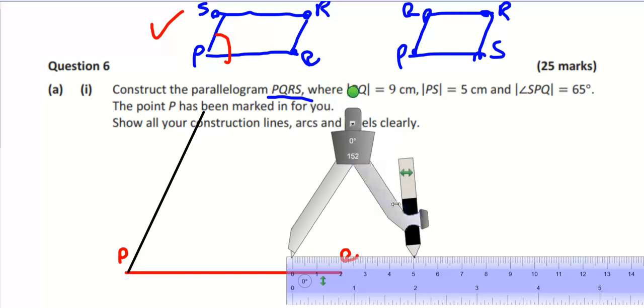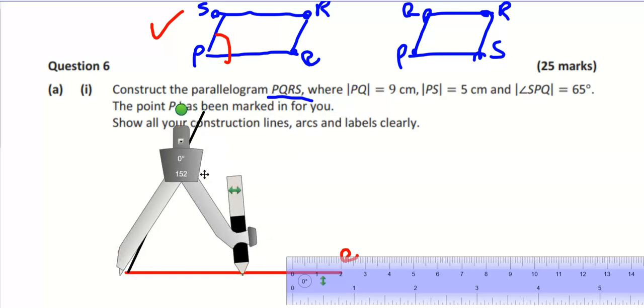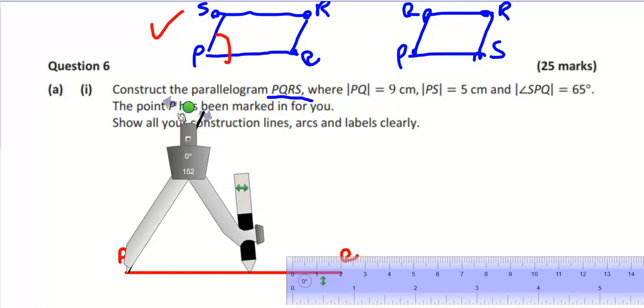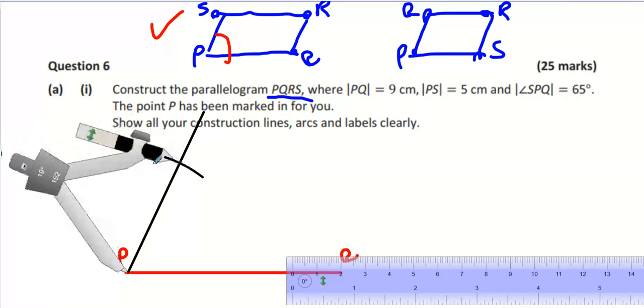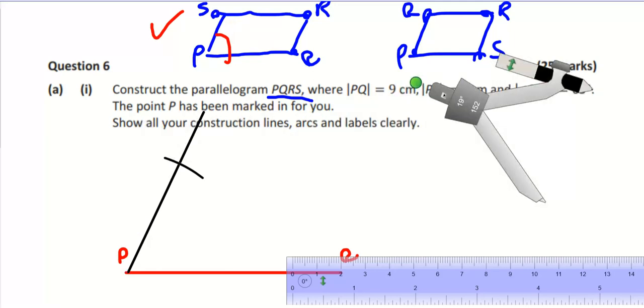Now, what? Anybody know what my next step is? Yeah. See that arc thingy here? You have to convince them. An examiner will look and make sure that it's exactly an arc, and they can't give you marks unless they see that arc. Okay, so what's that then? That's S, and that'll be 5 centimeters. That's 9 centimeters.